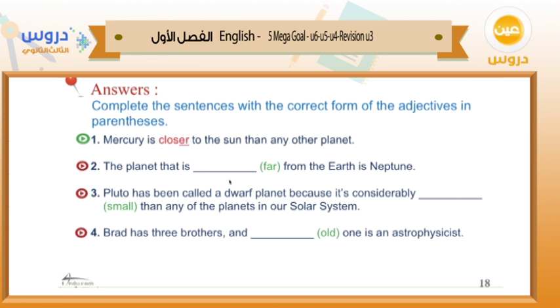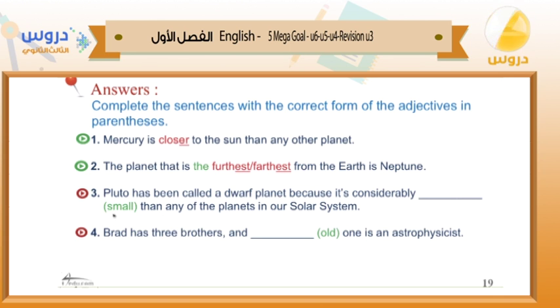Number 2, the planet that is far from the Earth is Neptune. So what do you think? Is it comparative or superlative here? It's superlative, and because here "far" is an irregular adjective, and it's a short adjective, we have to add "est." So we say that the planet that is the furthest or farthest, we can say furthest or farthest from the Earth, is Neptune.